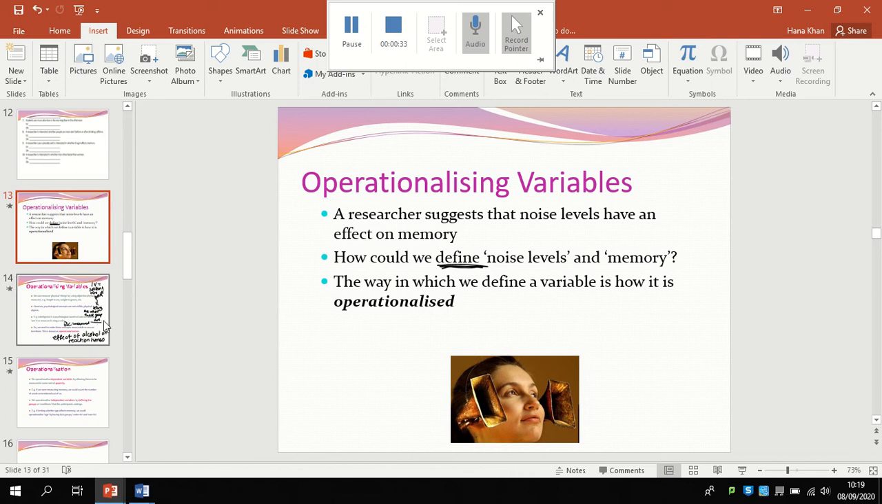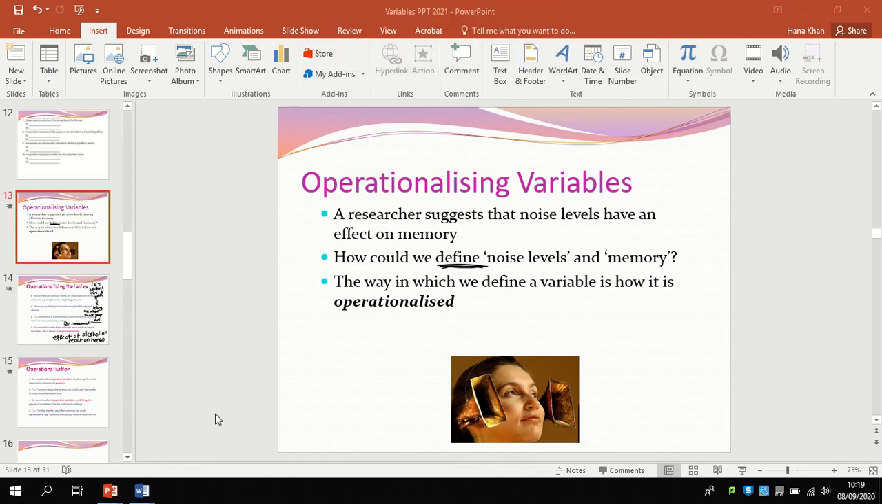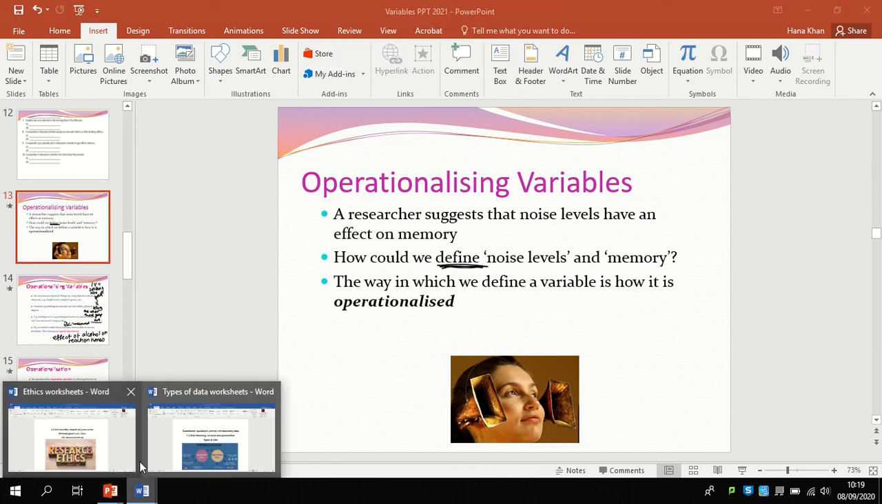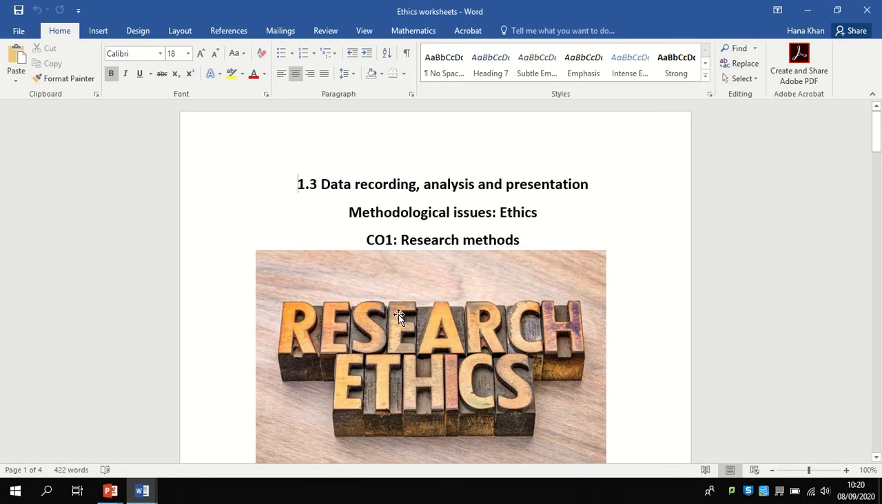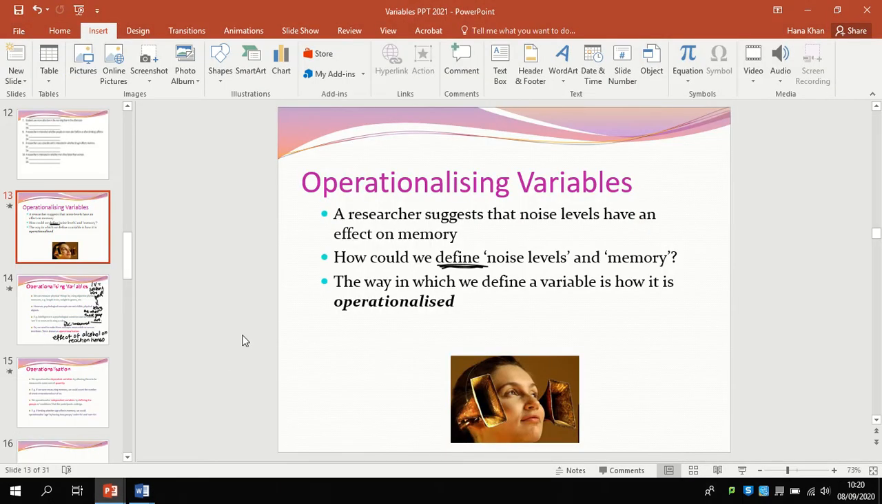We're going to finish going through variables, so this PowerPoint you can find on Google Classroom in the classwork section, but then we're also going to move on to ethics and types of data. In the classwork section I have two booklets, a types of data worksheet booklet and also an ethics worksheet booklet. You will need these a little bit later on in the lesson, but for now we'll continue with variables.